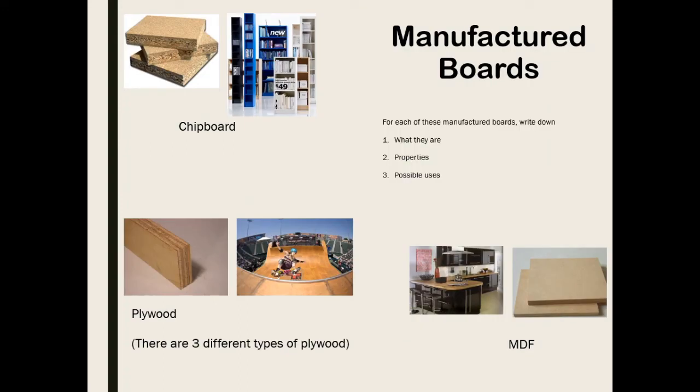So the last kind we're going to look at is manufactured boards. The most common ones you'll have are plywood, chipboard, and MDF. There are three different groups of plywood. Plywood's a very popular one, used a lot in construction. But again, can you please pause the video and, with your textbook, note down those three types of manufactured boards, their properties, and then their potential uses?